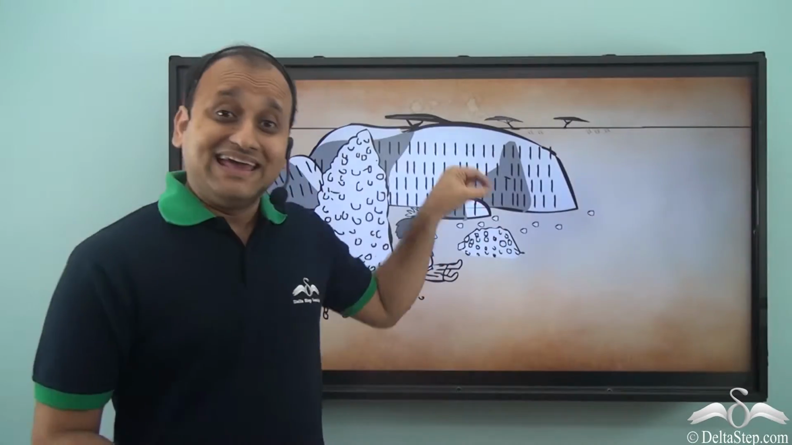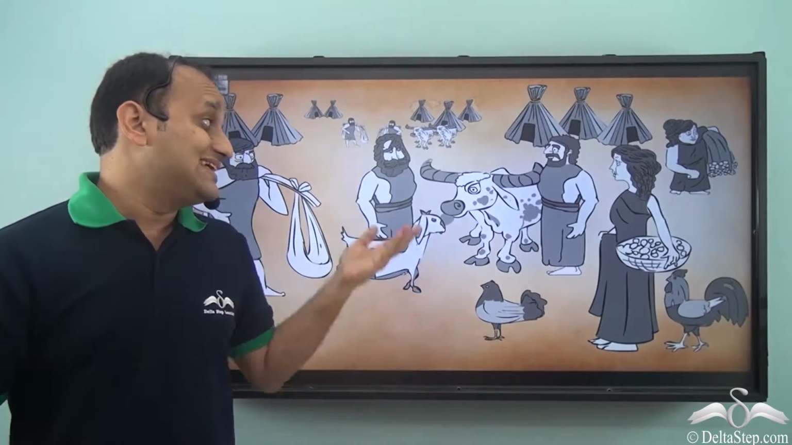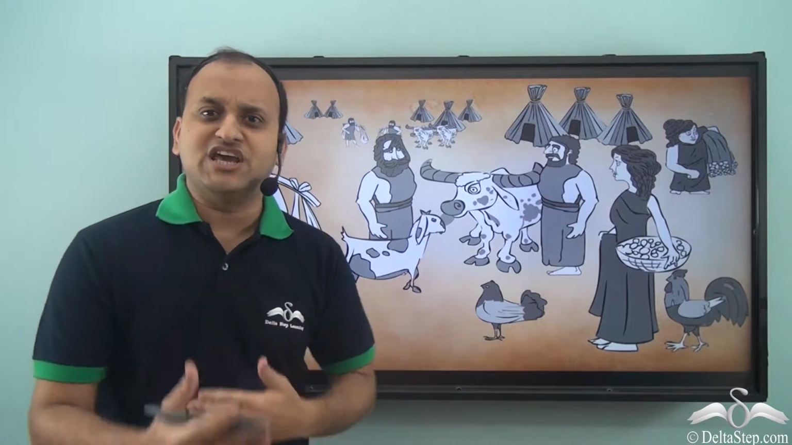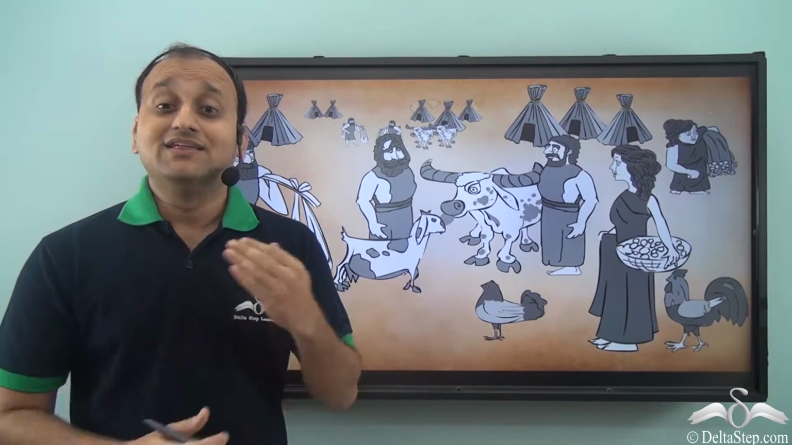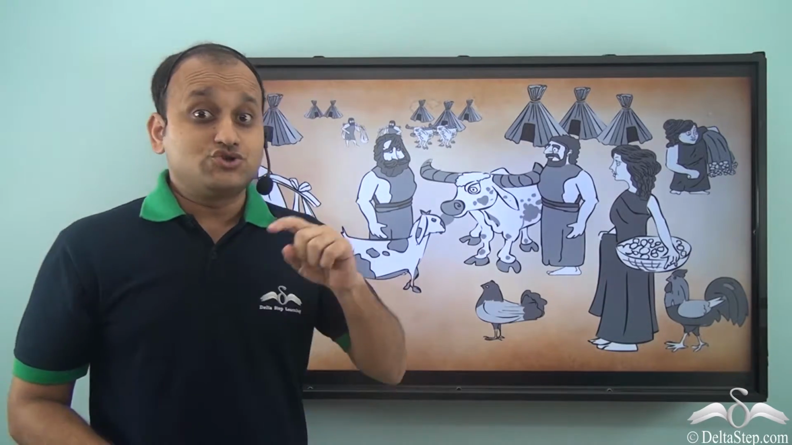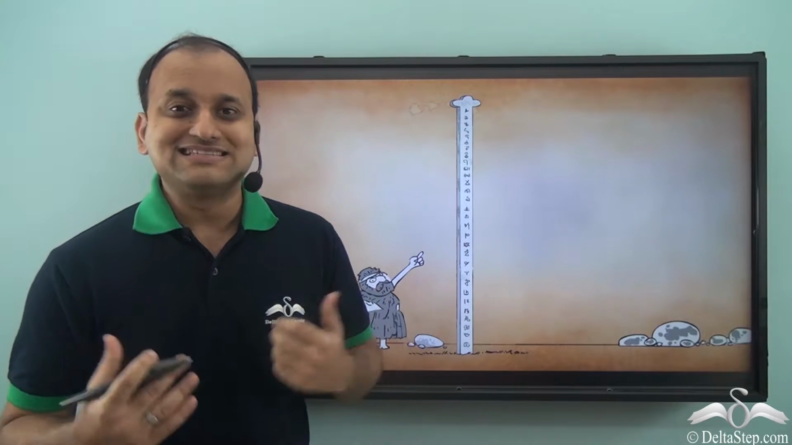Now, this became more complex once they started trading. During trade, they needed to exchange animals and different fruits and vegetables. And without counting, they would have a problem because somebody would have more profit and somebody would be in loss. So counting and numbers became very important for them. So what did they do about it? Well, they developed a number system.